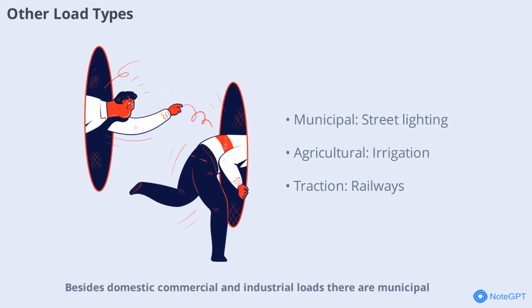Besides domestic, commercial, and industrial loads, there are municipal, agricultural, and traction loads. Municipal loads include street lighting and water pumps. Agricultural loads are mainly for irrigation systems, while traction loads refer to electric trains and railway systems. Each type of load has unique characteristics and impacts the overall power system differently.